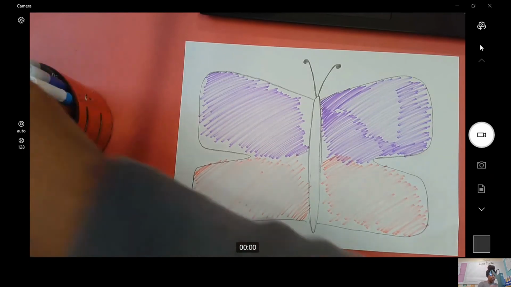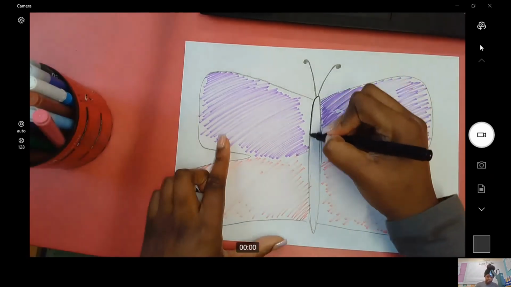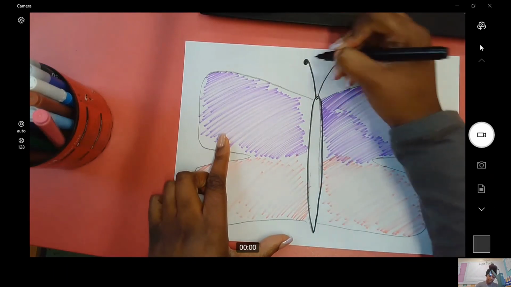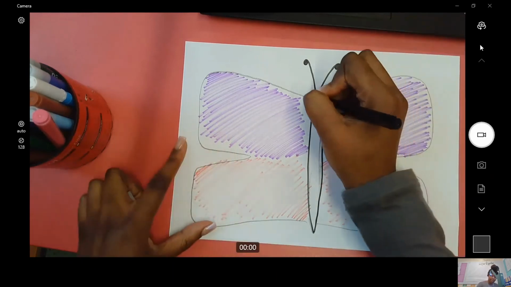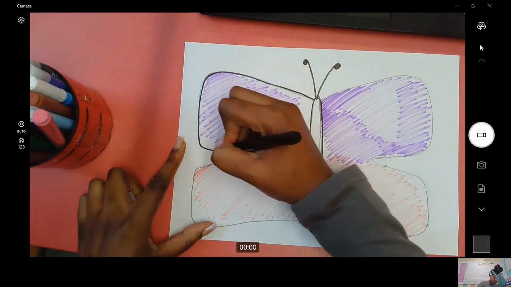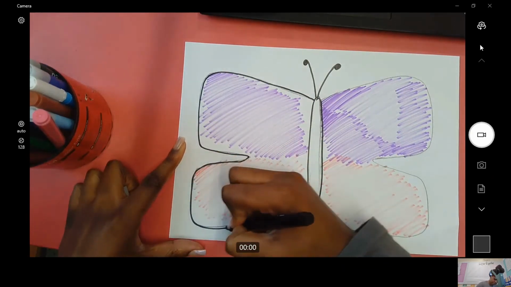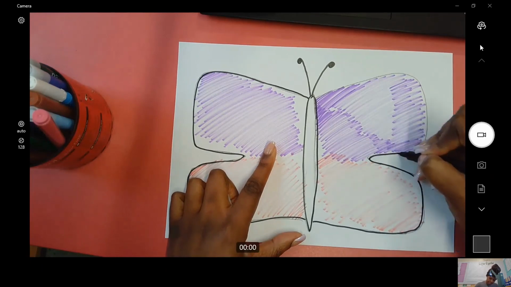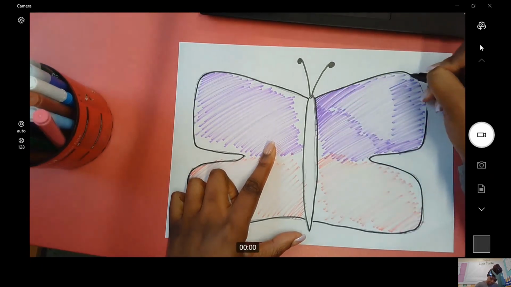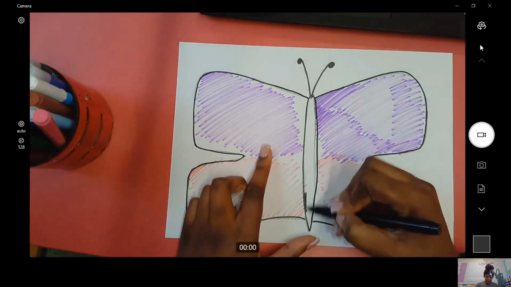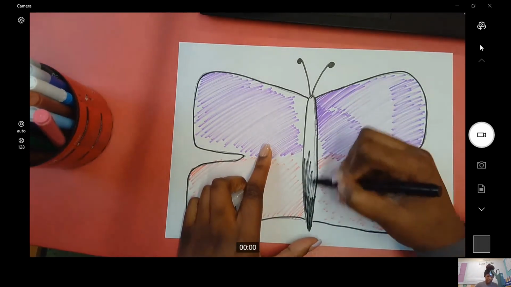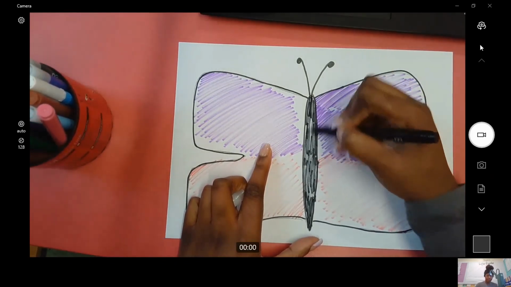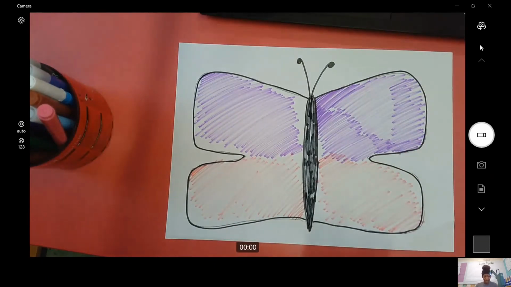Then I'm going to go in with a black pen and just go over my outline, just so you can see it a bit more. Okay, so just like that. And then I'm going to colour in the middle bit of my butterfly, which is great. Okay, so that is my butterfly done.